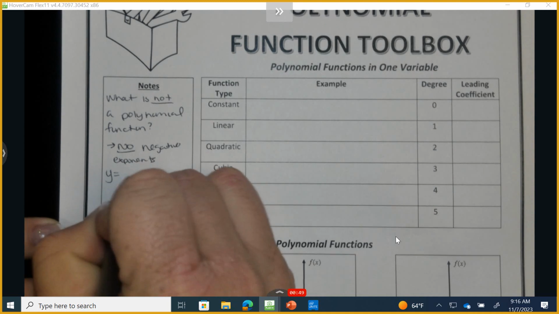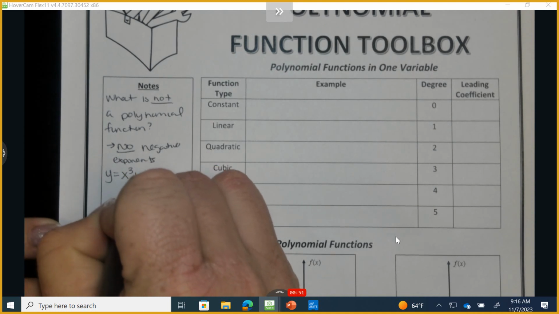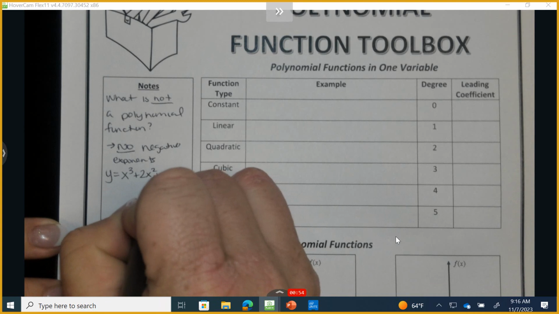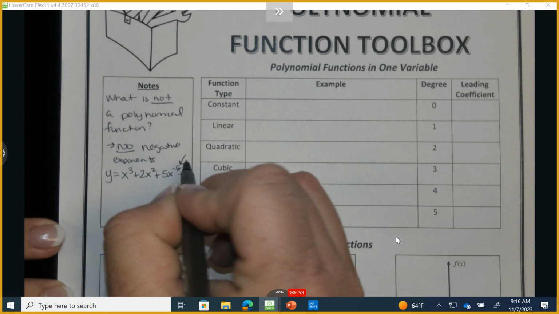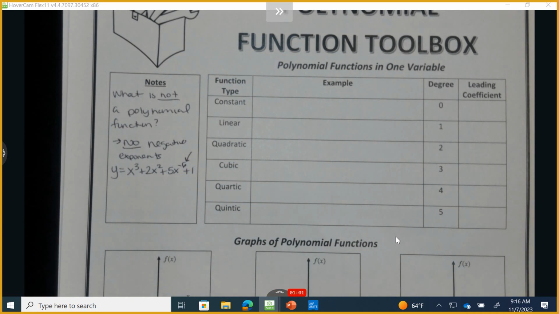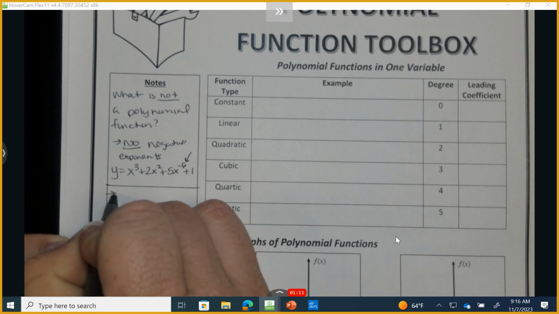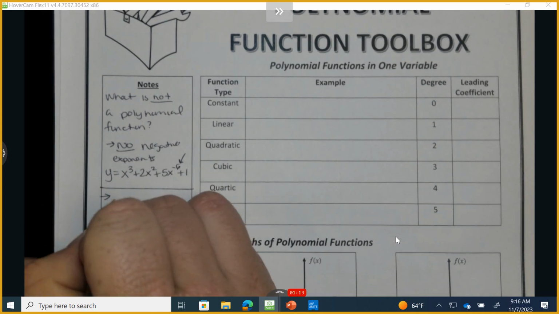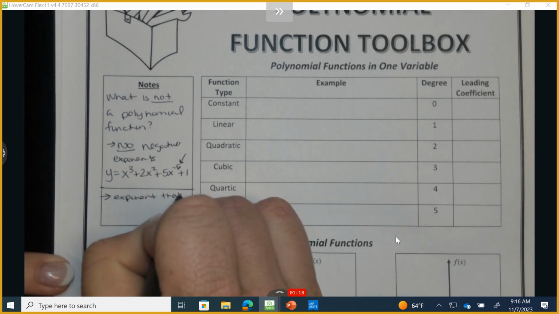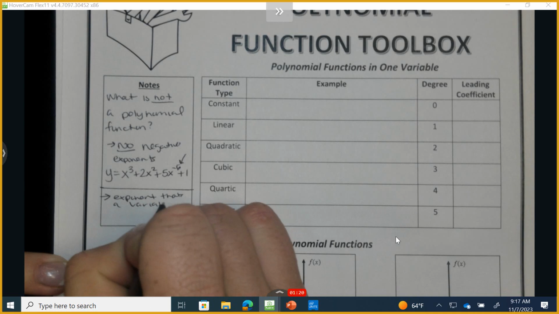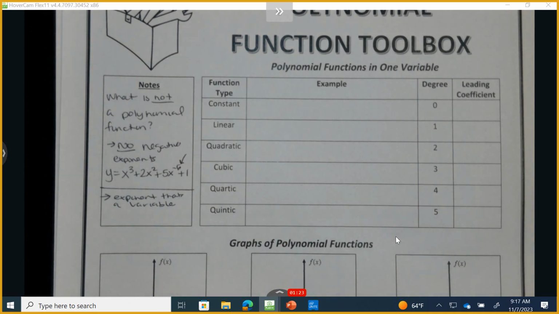So y equals x to the third plus 2x squared plus 5x to the negative 6 plus 1. I'm going to draw an arrow there. Whenever we have an exponent that is negative, it no longer constitutes a polynomial function. The second major infraction is we can never have an exponent that's a variable. So exponential functions don't work.